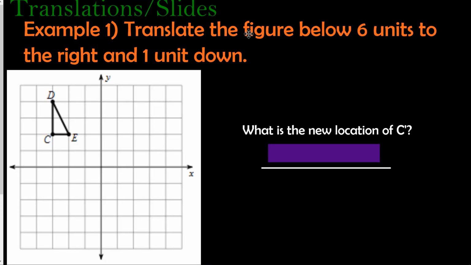Okay. So here, the first example, translate the figure below 6 units to the right and 1 unit down. So we have D, C, and E. So we're going to translate D over 1, 2, 3, 4, 5, 6, and then down 1. So D should be right here. C is going to be 1, 2, 3, 4, 5, 6, and down 1. So C is right here. That means that E will be right here. So therefore, it should look something like this. Be sure to label all the points on your image.